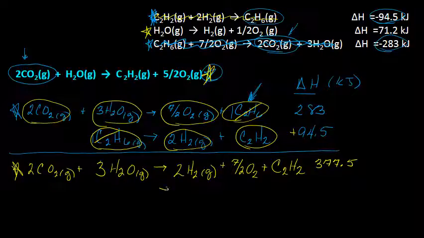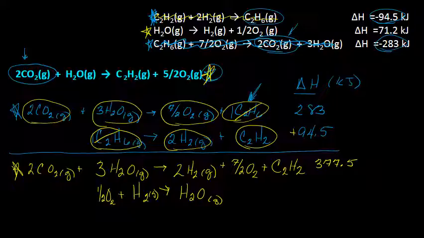Keeping the arrows in line. Let's see. So water now becomes a product. 1 water. And 2 hydrogens over here. Well, 1 hydrogen, just H2. And that is a gas. And water was a gas. Plus 1/2 O2. Well, I flipped that one, so yes, I'm going to have to flip that. So negative 71.2. Am I ready to add?